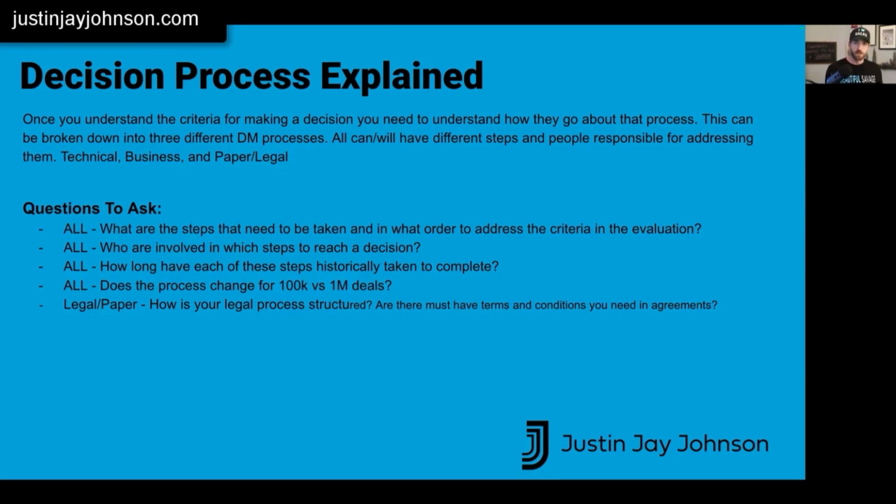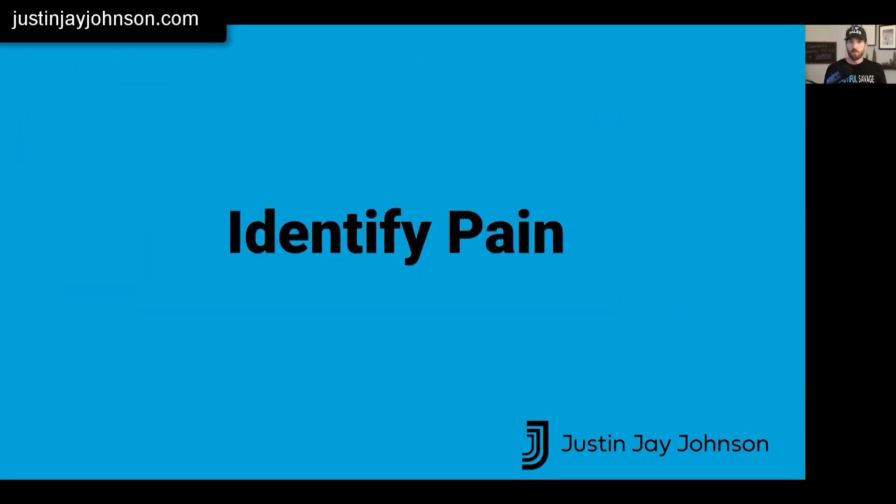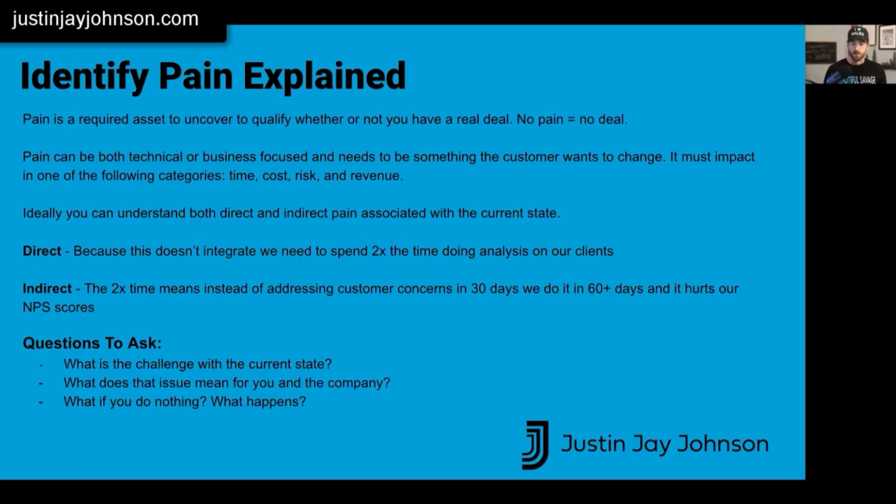And after the decision process, one of the things we have to know is, what is the pain? Did we identify pain in this deal? If there's no pain, there's no sale. It's that simple. And the pain can be technical or business focused. And it typically falls under one of four categories: time, cost, risk, revenue. And what's important to know is when you think about the pain of the project, they have to do something. When I think about an evaluation, you want to answer the three questions: why anything, why us, why now? And if there's no pain, I'm not going to do anything. So that box has got to be checked.